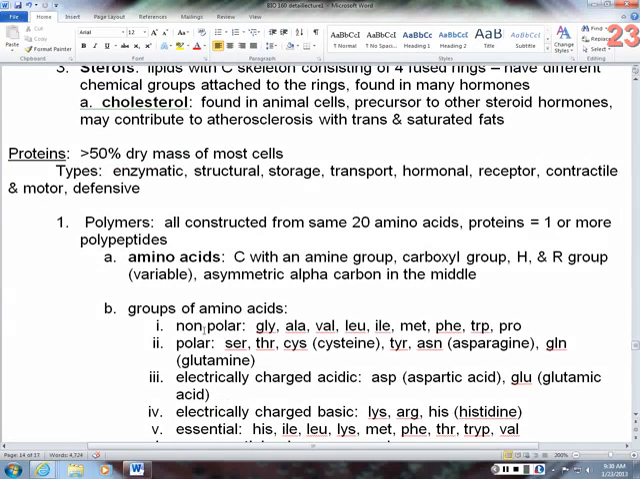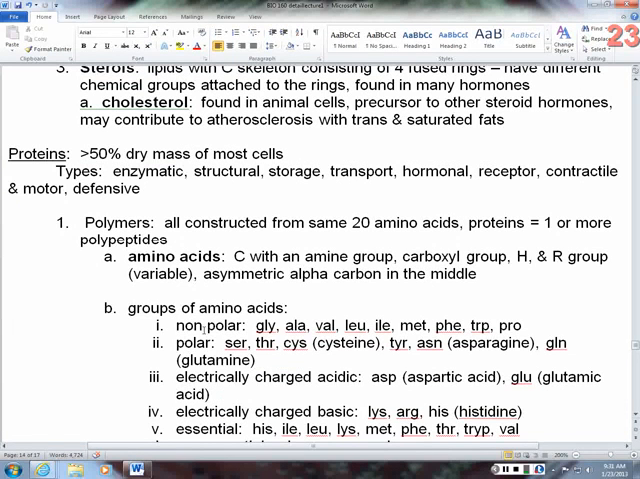So in humans, we have 20 different amino acids. There are a few other amino acids out there, but in humans and animals, you find the same ones. And a protein is going to be one or more of these polypeptides. So sometimes you'll see that amino acid being referred to as a peptide.